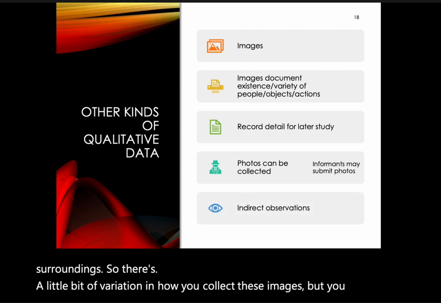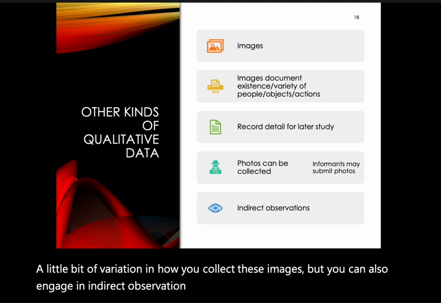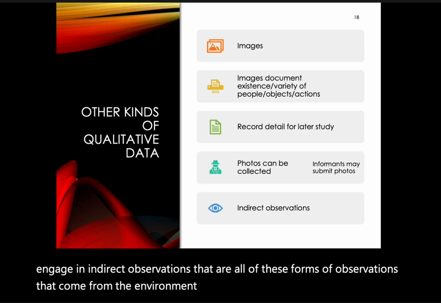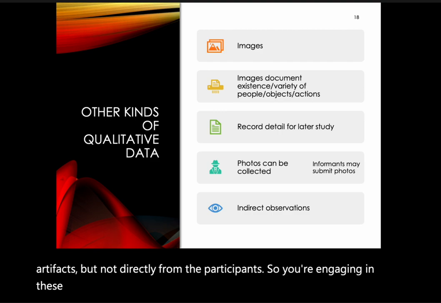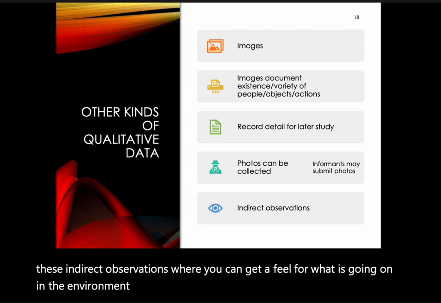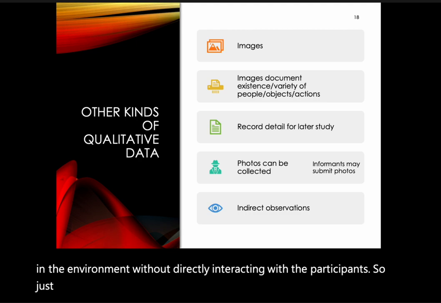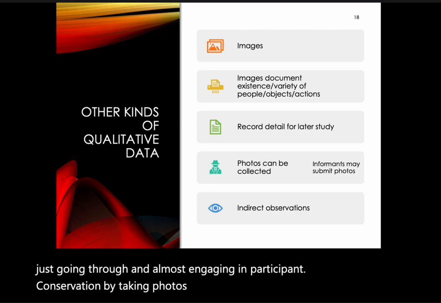But you can also engage in indirect observations, which are all of these forms of observations that come from the environment, such as photographs, videos, and artifacts, but not directly from the participants. So you're engaging in these indirect observations where you can get a feel for what is going on in the environment without directly interacting with the participants. So just going through and almost engaging in participant observation by taking photos, taking videos, and gathering artifacts without that direct communication.